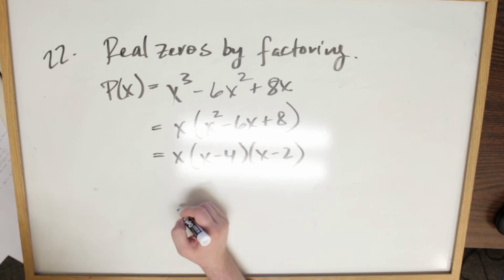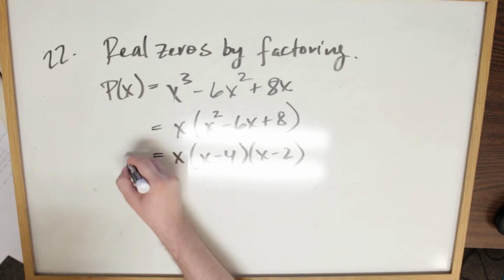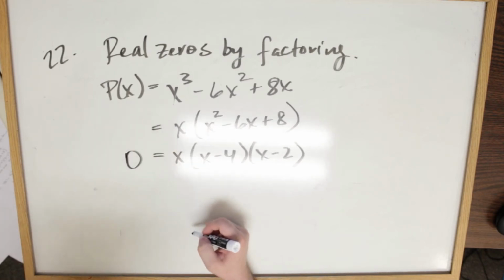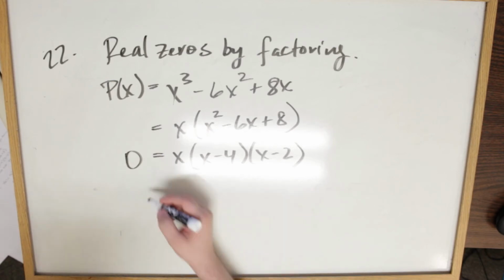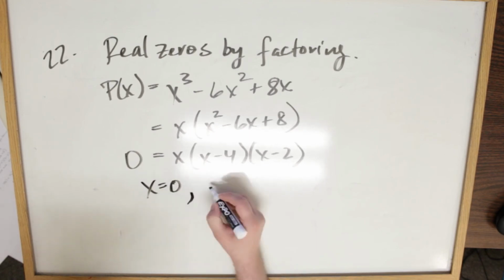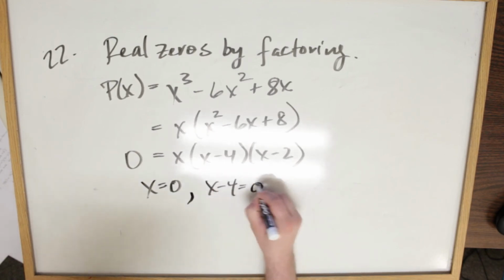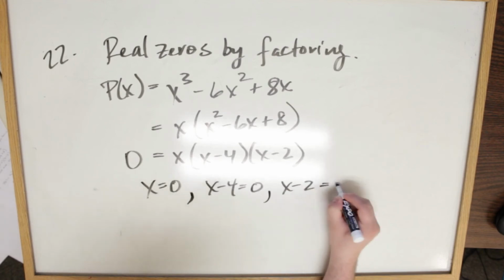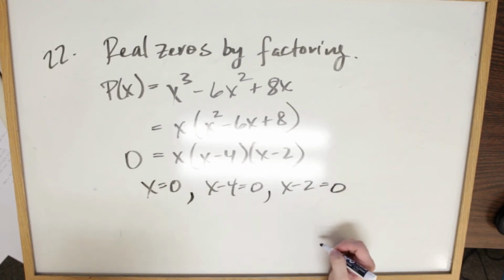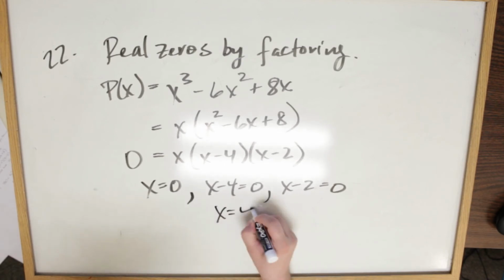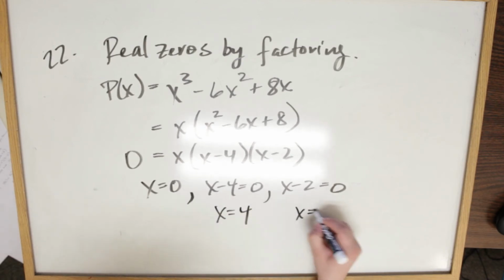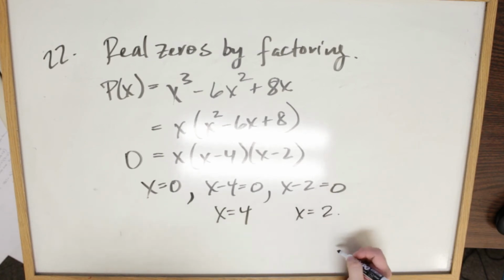So now if we're finding the real zeros, what we're actually doing is setting this equal to 0, which means when you use the property by separating them all out, x is equal to 0, x minus 4 equals 0, x minus 2 is equal to 0. Okay? So this one's done. We can move the 4 to the other side. This is going to be x equals 4, and then this guy is going to be x equals 2 right there. So these guys are all the real zeros of that function.